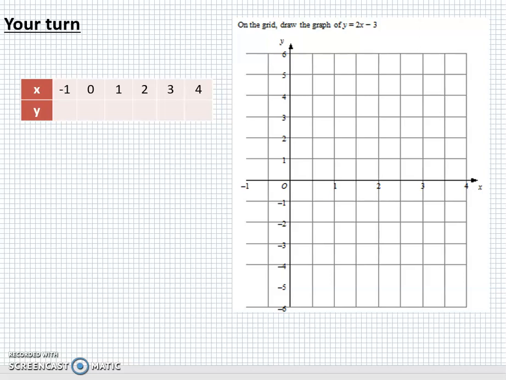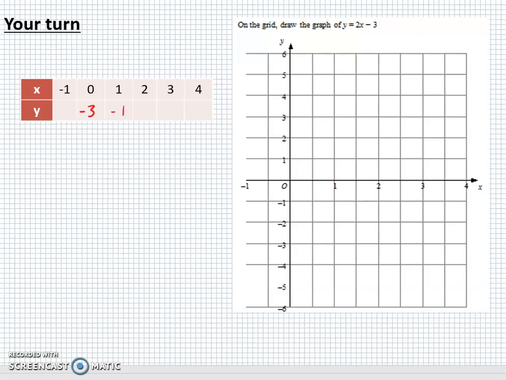Okay, so I'm now going to generate my y values based on my chosen x values. Okay, so I'm going to substitute these in. I always like to start off from 0 or from the positive ones, so I'm going to start from 0 first. So 0 times 2 is 0, minus 3 is minus 3. 1 times 2 is 2, minus 3 is minus 1.